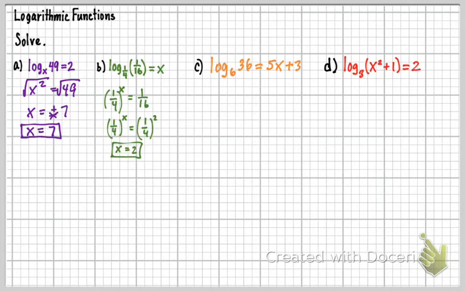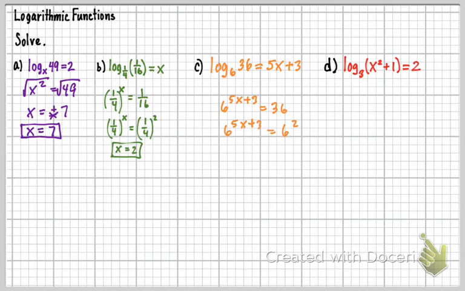Okay, so this one's a lot more busy here. This is going to be 6, and that's this base down here, to the other side, which is 5x plus 3, and that's going to equal what I'm taking the log of, so it's 36. So now I want to get these both in terms of base 6 if I can. So that's 6 to the 5x plus 3 equals 6 squared.